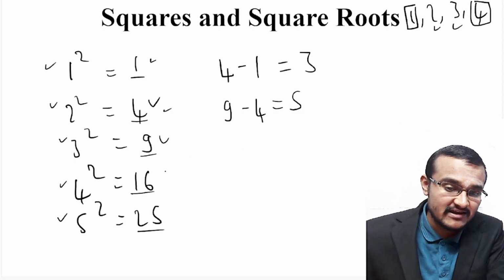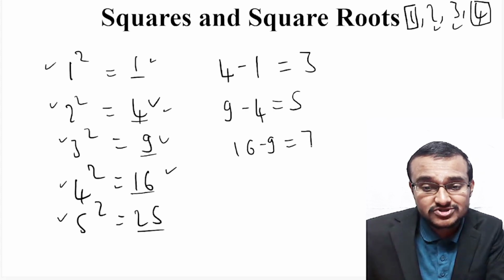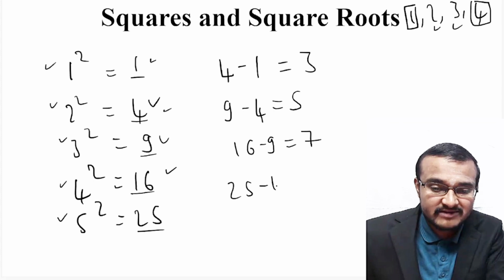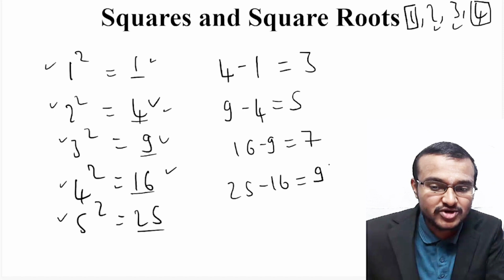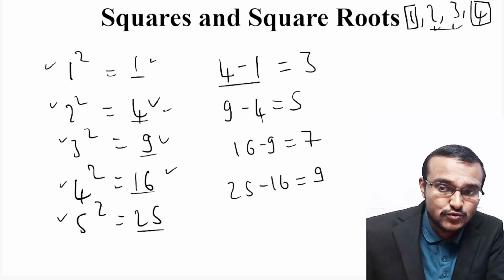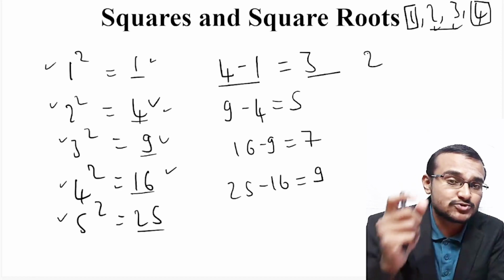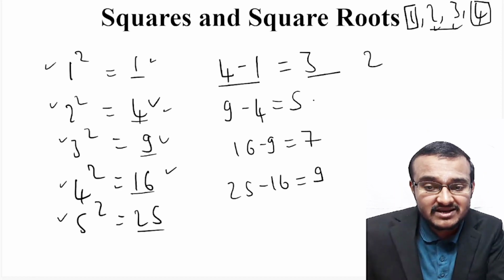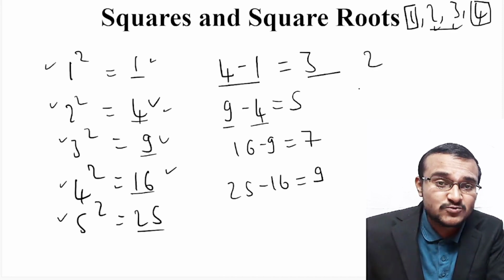Similarly, I'll perform one more operation, like 16 minus 9. So 16 minus 9 is equal to 7. Similarly, if I do 25 minus 16, then 25 minus 16 is equal to 9. That shows if I do 4 minus 1, the answer is 3, but we have two numbers in between these two perfect squares. Similarly, here when I do 9 minus 4, there are 5 minus 1 numbers.